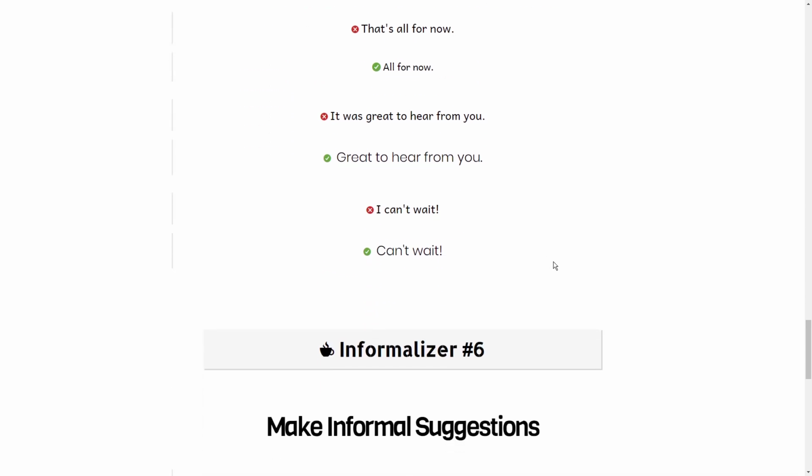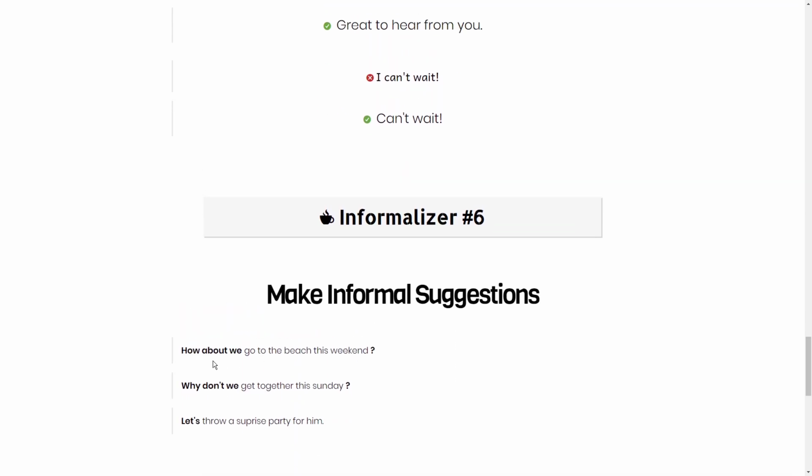And informalizer number 6, make informal suggestions. How do you make informal suggestions? There are many ways. These are the ones I love. How about we go to the beach this weekend? How about we do anything? It could be anything here. Why don't we get together this Sunday? It could be anything here. Let's throw a surprise party for him. So sentences that start with let also make a suggestion, an informal one.